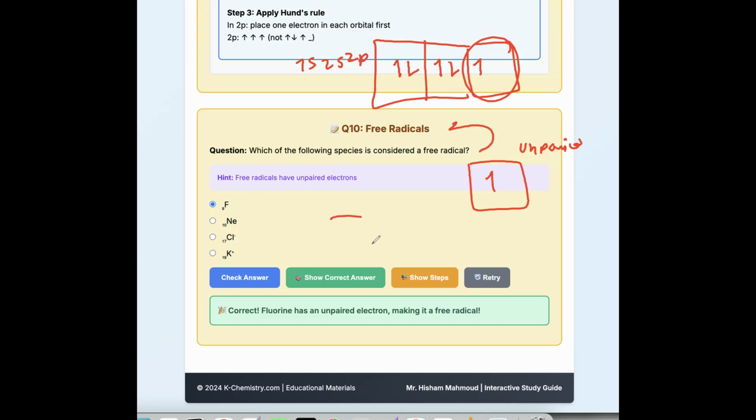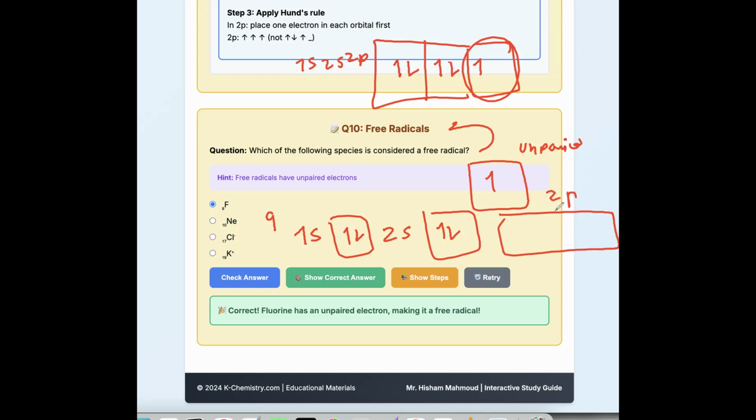So fluorine is the first one that I will look at. 1s2, then 2s2. How many electrons do I have? Total 9 electrons. 4 are finished. And then I will go to the 2p. I will say 1, 2, 3. So 3 electrons, and then I have 5 more, right? So 1, 2, 3, 4, 5. Oh, this one is unpaired, so it is a free radical. So this is my correct answer.